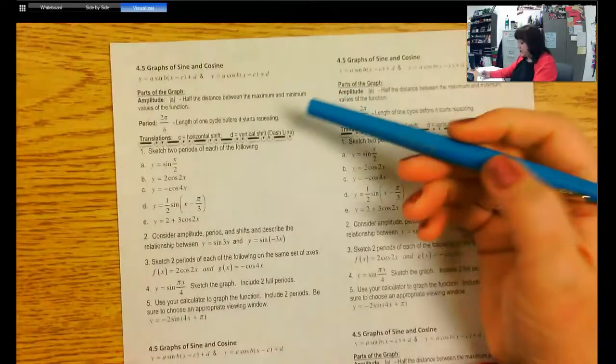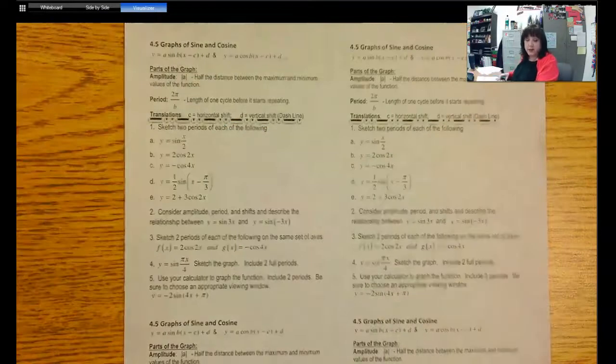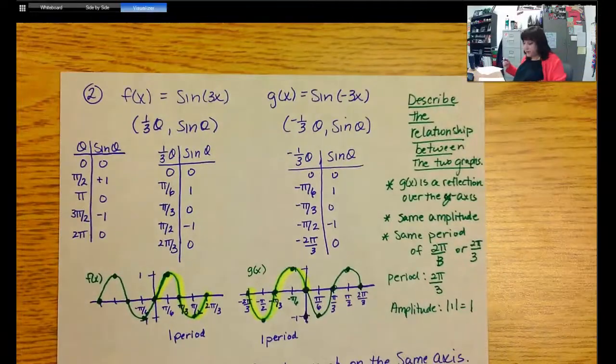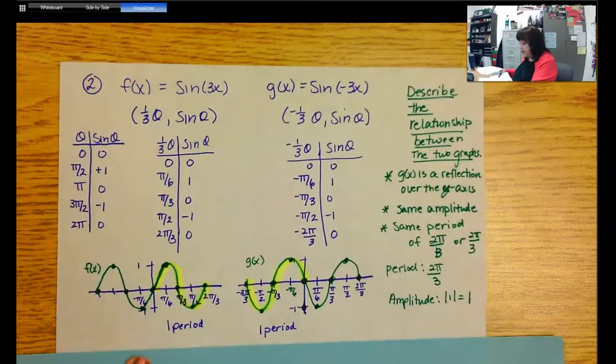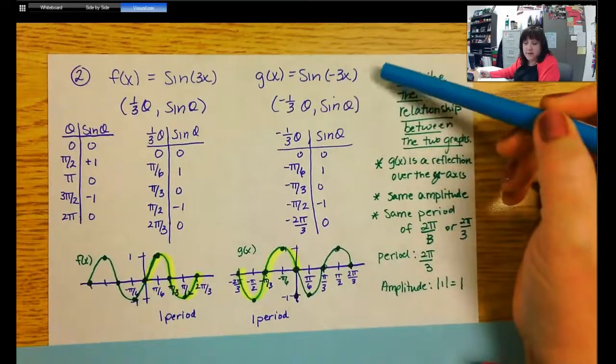Now we're going to look at the next set of problems. We have talked about, and we went through, all of these problems right here, A through E. The last few problems are not quite as many, so we'll go through those. Right here, I am on number 2. I am looking at f of x is sine of 3x, and g of x is sine of negative 3x.